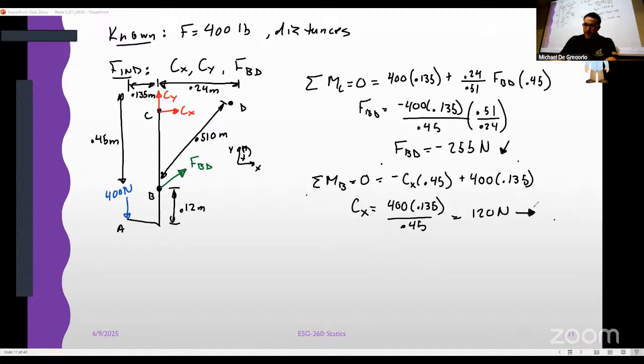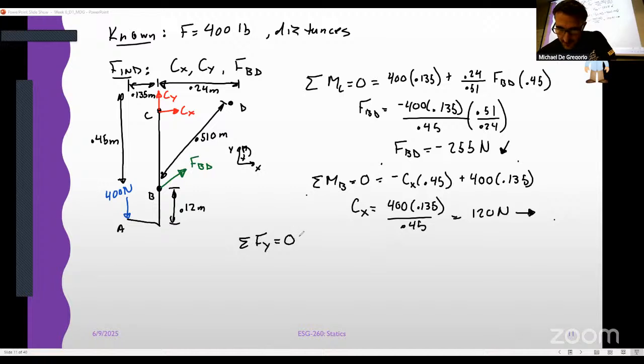And I should hope that it is positive, and goes to the right because FBD is pointing the other way. And since there's no other x direction force, they have to be equal and opposite, right? And we can check that because 0.24 over 0.51 times 255 is 120, turns out. Very easy math. It's not, it's just why you have a calculator. Anyway, last one. I got everything else I need.